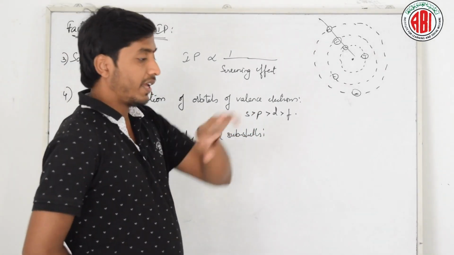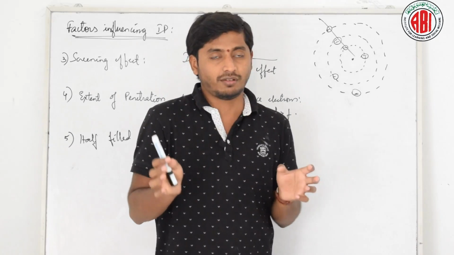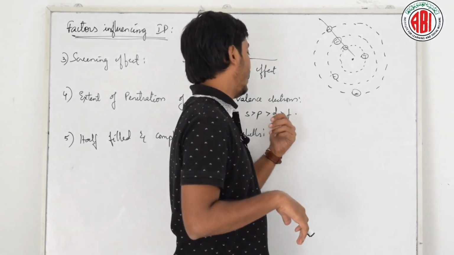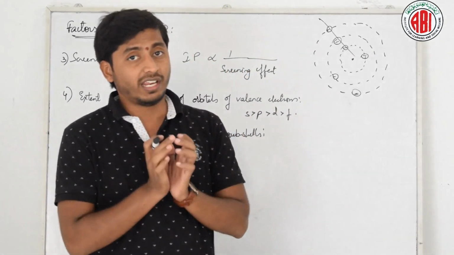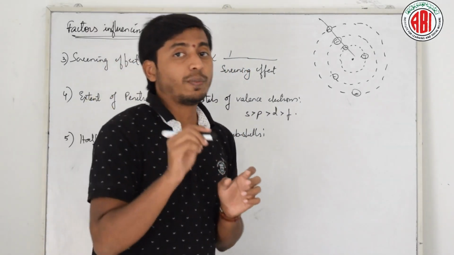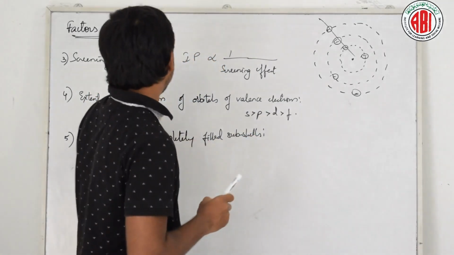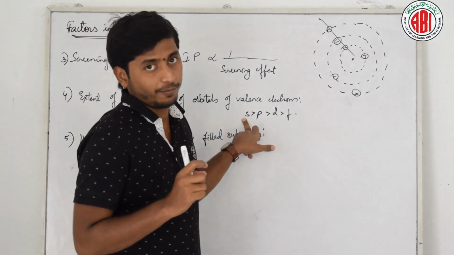For example, S has the best shape, because it is spherical in shape, whereas P is dumbbell, D is double dumbbell, like that, right? If the shape is very clear, then it is easy to penetrate through the orbitals. That is, the penetration of an orbital depends upon the shape of an orbital.